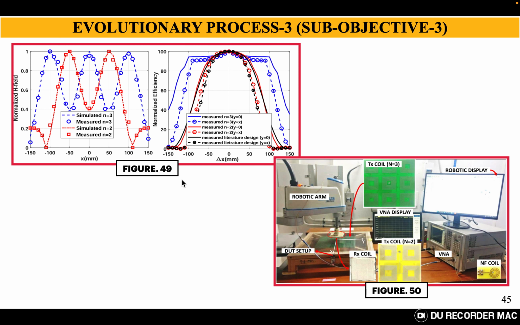So figure 49 shows the measured and simulated data of the magnetic field profiles using a near field coil. This is the near field coil. So what we generally do is sweep the near field coil and measure the S parameters, which resemble the magnetic field profile, because the size of the near field coil is very small. So it is actually giving the points at which magnetic field distributions are concentrated. In figure 49, the right side graph is showing the normalized efficiency.